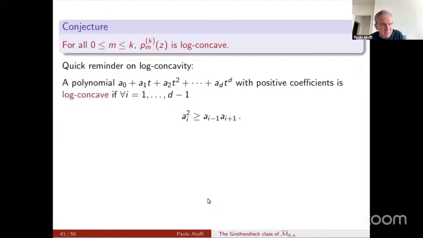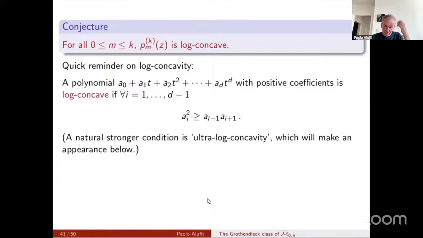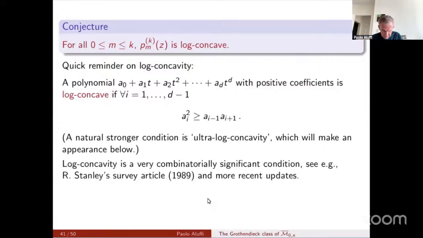Here's log concavity, a very quick reminder. It's a fashionable concept these days, so it doesn't hurt to be reminded of it. A polynomial with positive coefficients is log concave if these inequalities hold: a_i squared is greater than or equal to the product of the adjacent coefficients. There's a natural stronger condition called ultra log concavity, which will come up in a second, but for now, let's stick with this. This is surprisingly maybe a very significant condition in combinatorics.